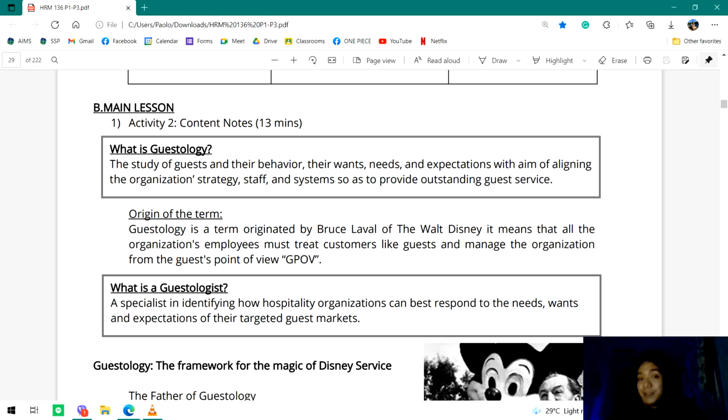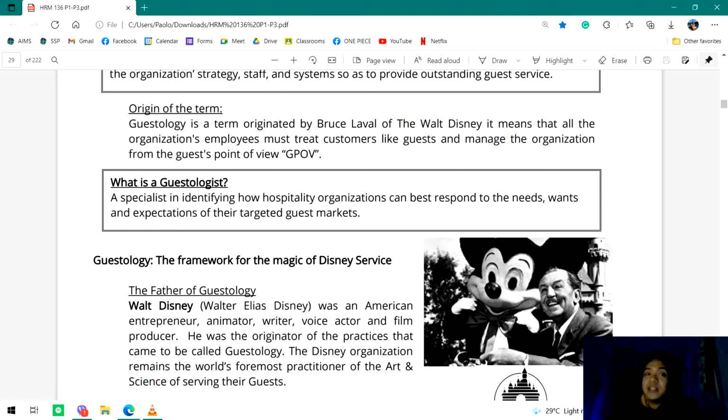Kasi ay tingin natin sa ating mga pinagbebentahan na hindi lang sila basta-basta customers wherein they have to pay a specific amount in order to receive a specific product or kind of service. It's more than that. You try your best to meet the expectations of our guests and go beyond guest expectation. And what is a guestologist? The specialist in identifying how hospitality organizations can best respond to the needs, wants, and expectations of their target guest markets. So at the end of the day, this will also fall down on how important the market is in our industry. Kung gaano ka-importante ang pag-alam kung sino nga ba ang ating mga pagsisilbihan para tayo ay mas kumita ng mas malaki at makapag-deliver tayo ng mas magandang klase ng service.